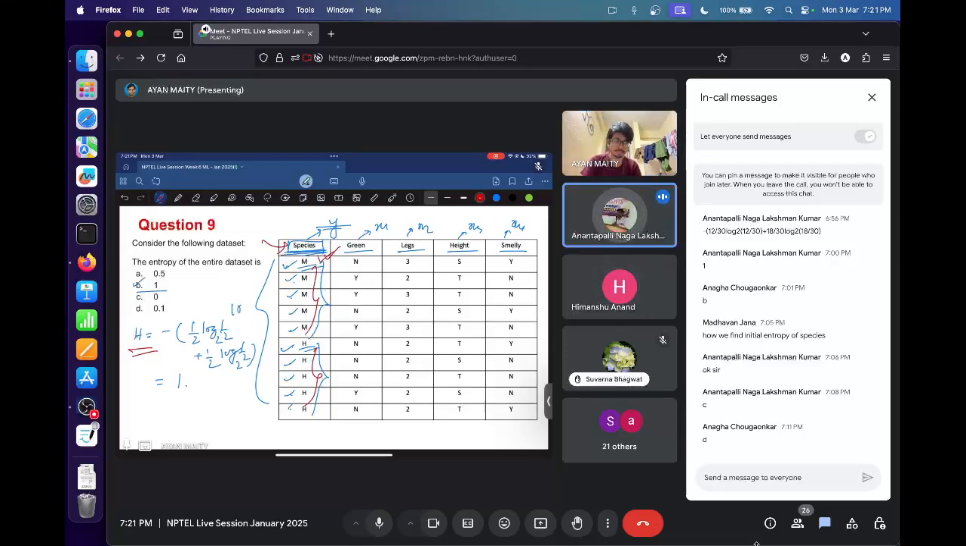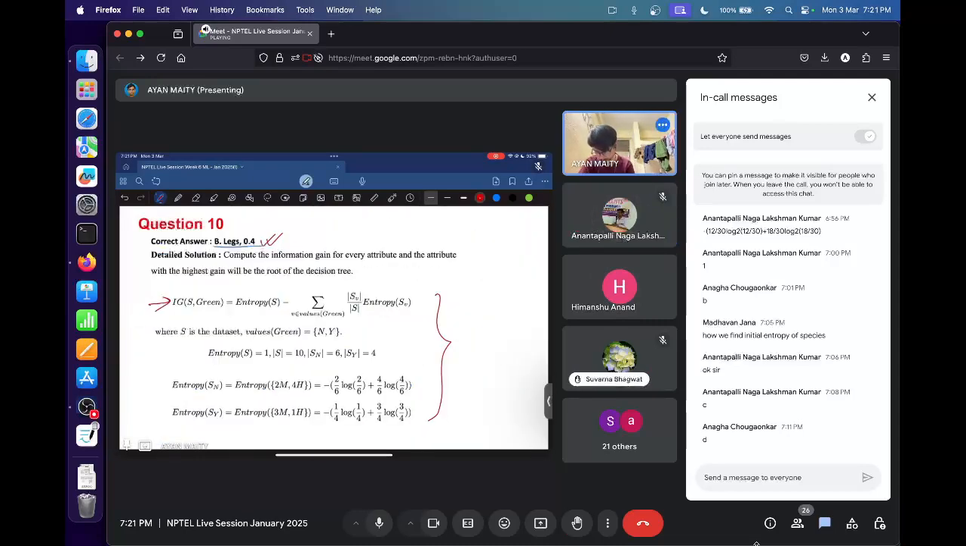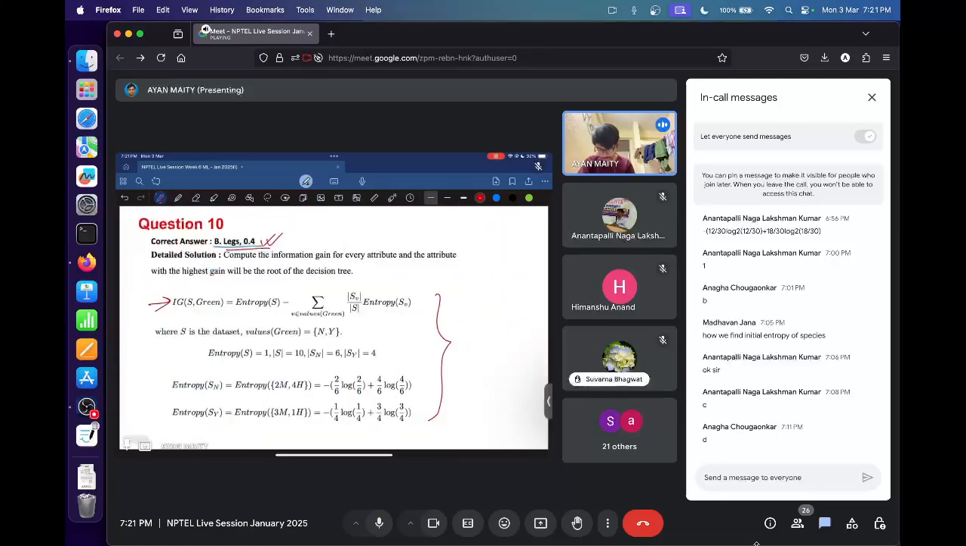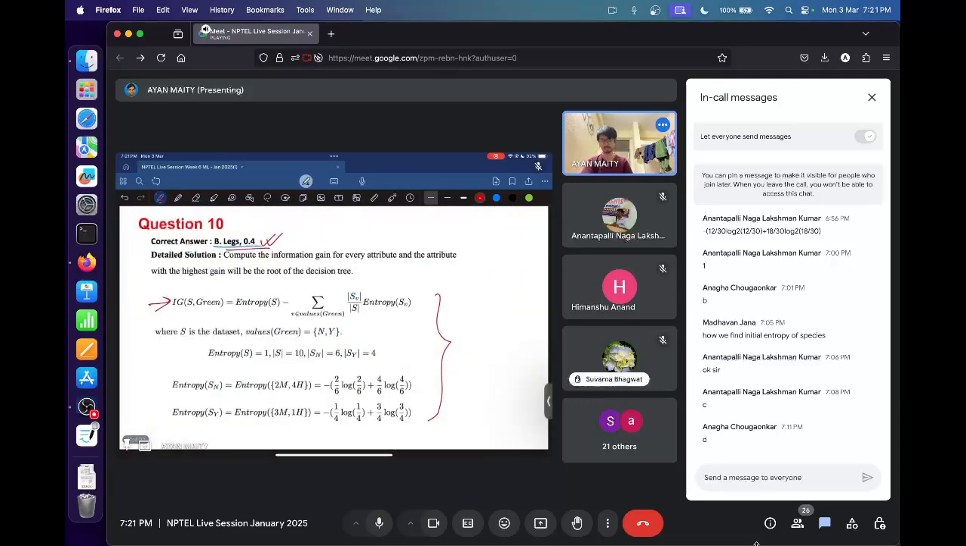Sir, what is the answer of the 10th question? So for the 10th question, legs with information gain 0.4 is the correct answer. You can cross check it later by calculating all the values. If I have done it correctly, it should be legs.